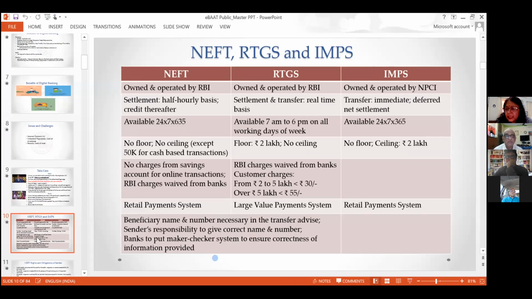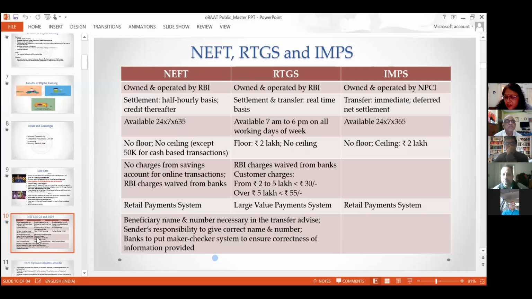The Governor has made an announcement that from December this will become 24/7. There is a floor, that means the minimum transaction size should be 2 lakh, and there is no ceiling. NEFT is also 24/7 since December 2019. This is also owned and operated by RBI, and it is available 365 days. From this December onwards, RTGS will also be 24/7.